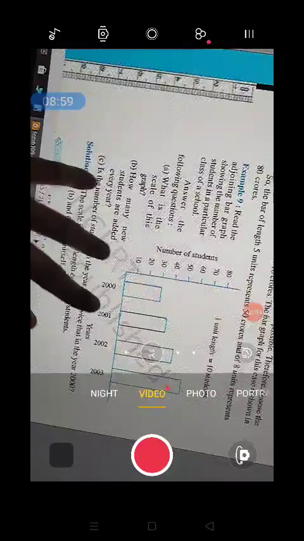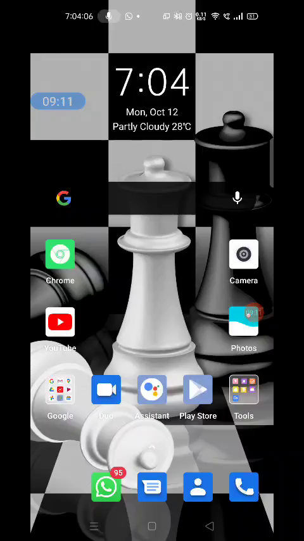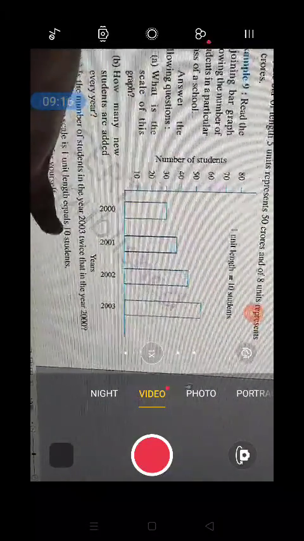So finally we need to answer the question according to the data provided. And see, another question: is the number of students in year 2003 twice that in the year 2000? Yes, we need to answer this. Okay, so have a look. In 2003, how many students were there? 60. In year 2000, how many students? There were 30.